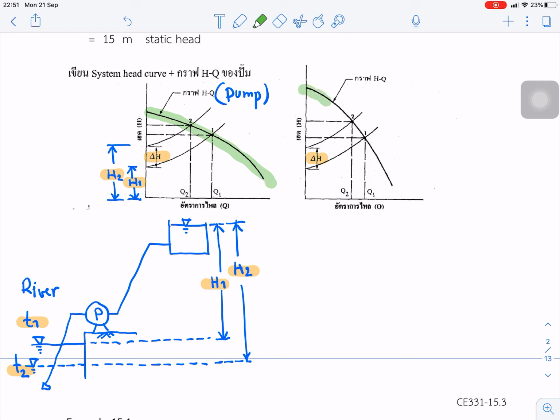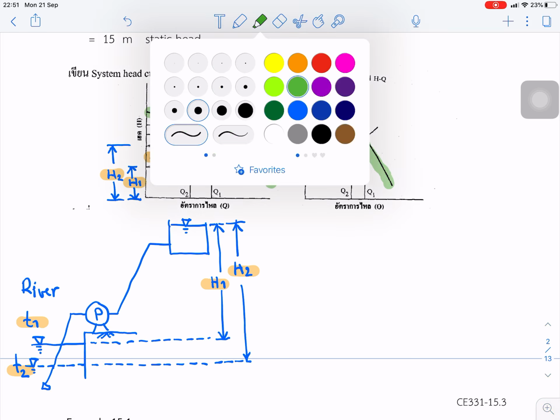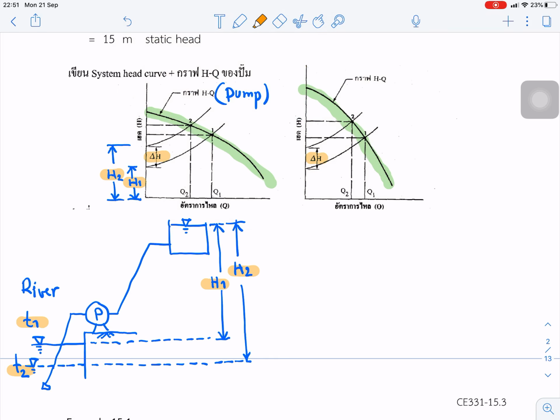For the intersection point, this is the H-Q curve of the pump, and this is the system head curve. The working point changes from point 1 to point 2 because the static head is changed. In this case, Q decreases from Q1 to Q2.